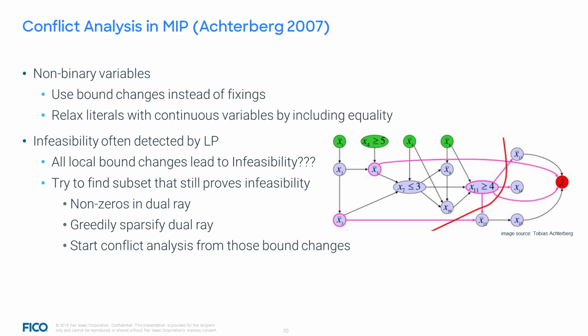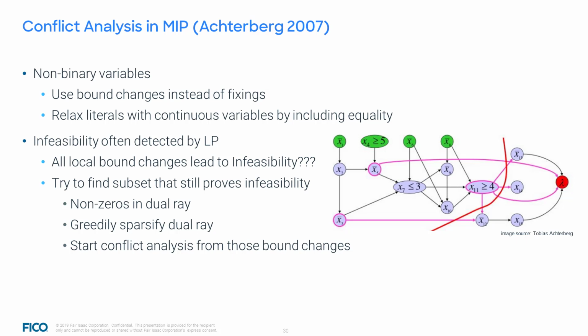A much more important difference is that the infeasibility is often detected by the LP, which means that there's no single constraint that finally implies the infeasibility. At a first glance, an infeasible LP means that the model constraints plus all of the bound changes together led to infeasibility, which is not very useful for conflict analysis. To overcome this, we can try to find a small subset of the local bound changes that still proves infeasibility.